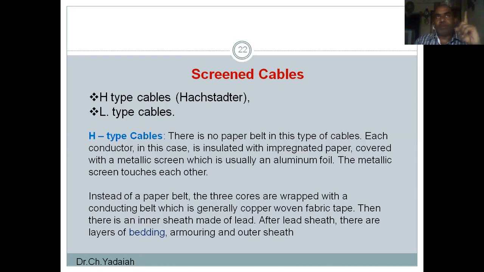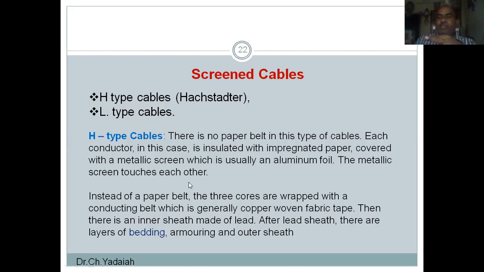So we have already seen at first-year level that paper in dry condition can withstand class A, that's 95 degrees centigrade. If the paper is impregnated, that is wetted with oils and resins, then it can withstand class B, nearly 120 degrees centigrade. So it is insulated with impregnated paper, covered with a metallic screen, usually aluminum foil. The metallic screens touch each other.